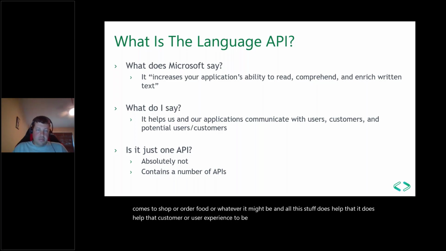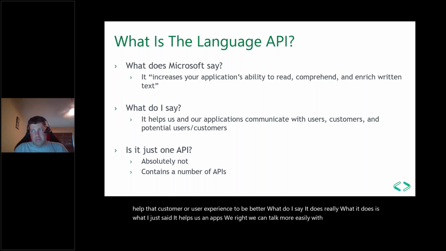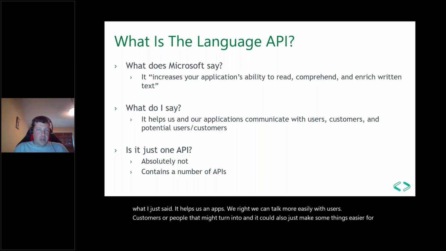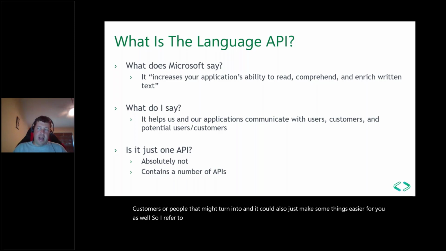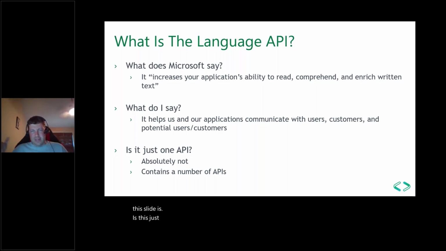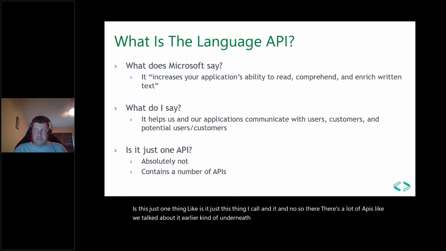What do I say it does? Really what it does is what I just said. It helps us and apps we write. We can talk more easily with users, customers, or people that might turn into that. And it can also just make some things easier for you as well. So I refer to it as the language API, and the question I always got, so I put it as a point on this slide, is, is this just one thing? Like, is it just this thing I call? And no. So there's a lot of APIs like we talked about earlier kind of underneath this, but it's easy to refer to it as that.